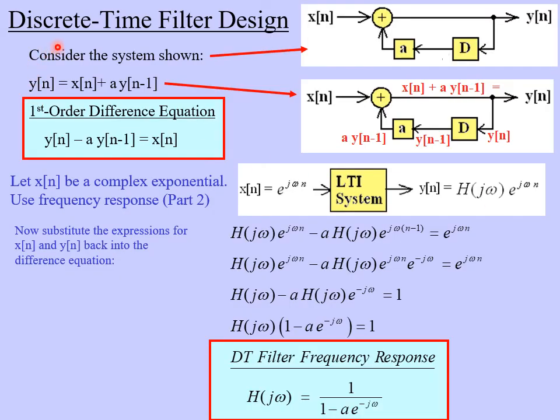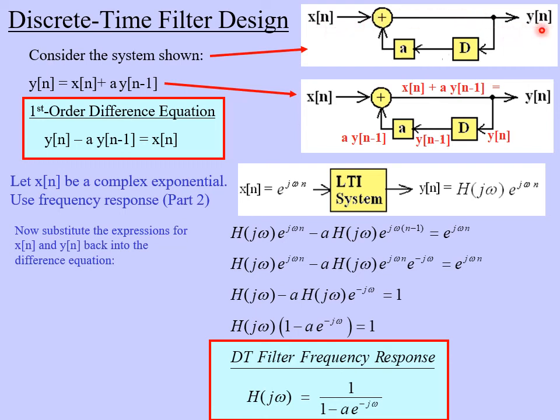Okay, so let's look at an example. We're just going to look at 2 examples. The first one is I'm just going to show you this block diagram here. So this is something that we've seen before. So we've got our input sequence x of n coming in.